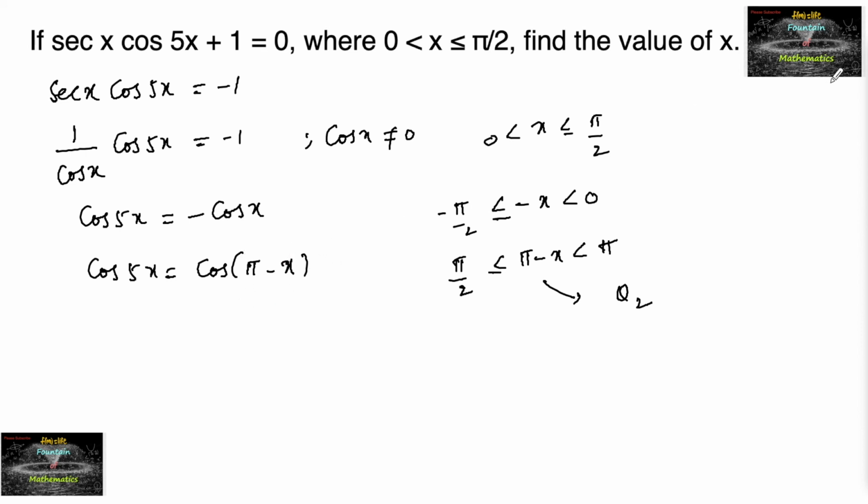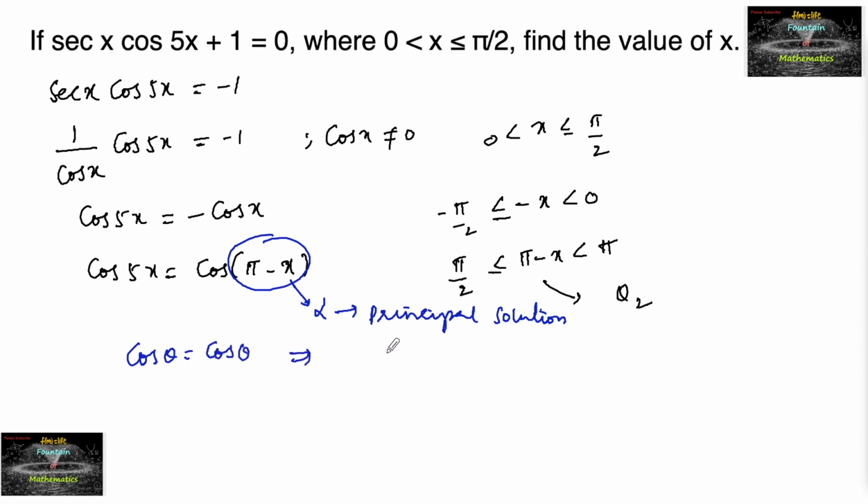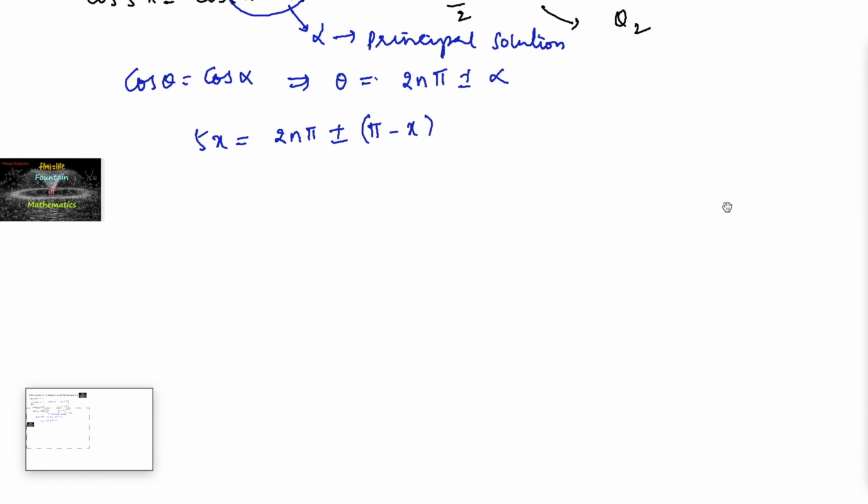So pi minus x, let us consider to be alpha, is a principal solution. Now it is in the form of cos theta is equal to cos alpha. So the general solution we can write: theta is equal to 2n pi plus or minus alpha. Here theta is 5x, so 5x is equal to 2n pi plus or minus pi minus x, since pi minus x belongs to the principal range.